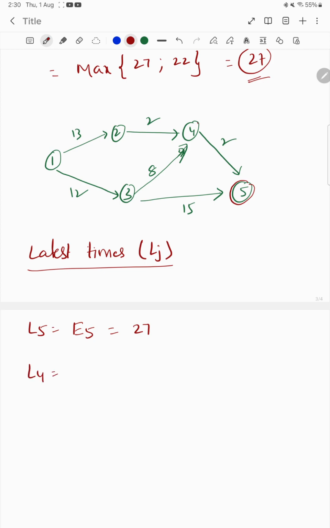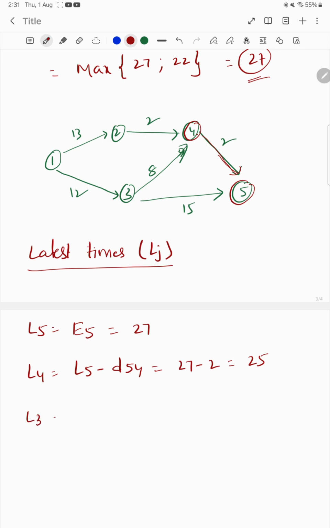Now we move to L4. To find L4 in this diagram, you check in the reverse direction. We can reach 4 only from 5. So this can be written as L5 minus the duration from 5 to 4. L5 is 27 minus the duration from 5 to 4, which is 2. So 27 minus 2 is equal to 25.